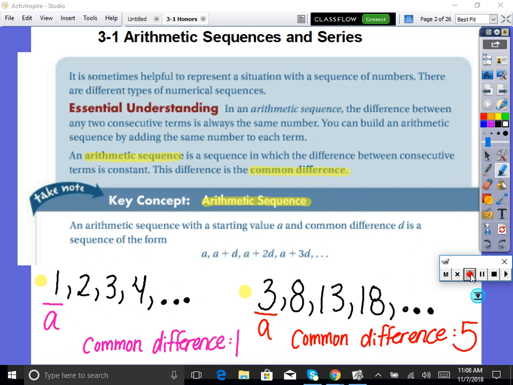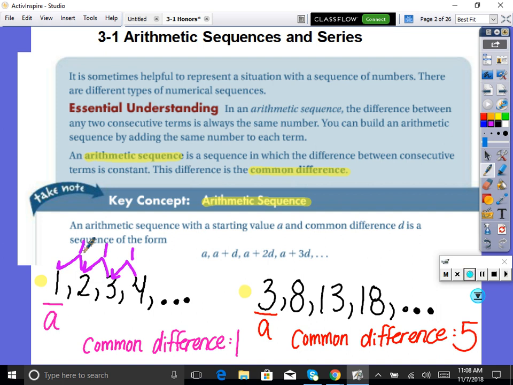Difference means subtraction. So everyone, can't you see that we're adding 1 each time? Yes? But we really actually work backwards with this. We say, okay, 4 minus 3 is 1. 3 minus 2 is 1. 2 minus 1 is 1. So we were adding 1 each time. So we had a common difference of 1, so it's arithmetic.